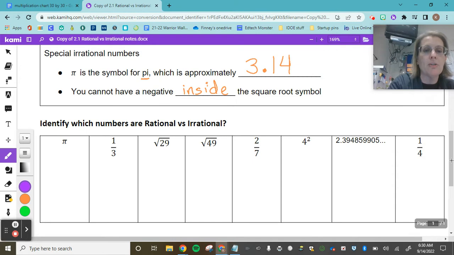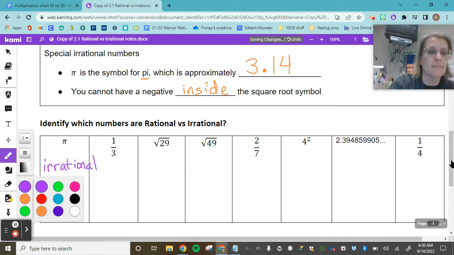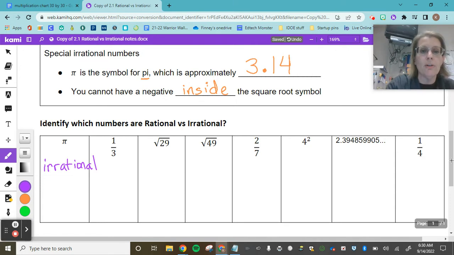That symbol's pi, we just talked about. Pi would not be 3.14. That's what it's rounded to. Pi continues on forever, so pi is irrational. And then 1/3, the definition is it can be written as a fraction, and 1/3 is definitely a fraction. So that one's rational.